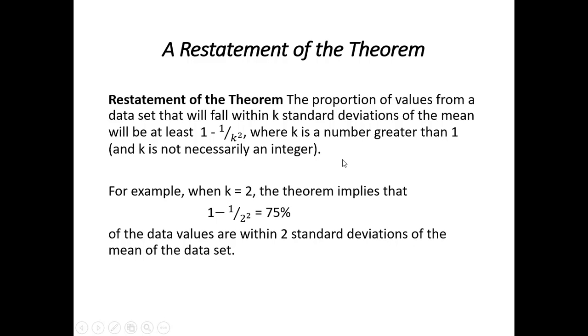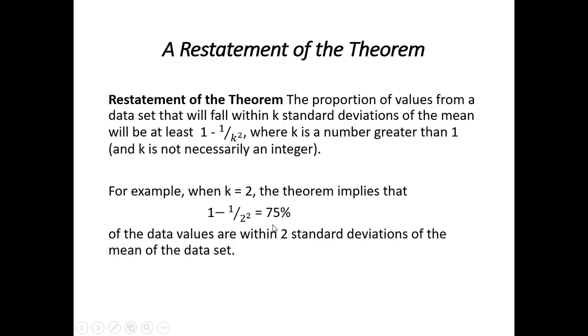So we can say that the proportion of values from a data set that fall within k standard deviations of the mean will be at least 1 minus 1 over k squared, where k must be a number greater than 1, and it's possible that k is not necessarily an integer. Now, for example, when k is 2, the theorem implies that 1 minus 1 over 2 squared, which would be 1 minus 1/4 or 3/4, which is equal to 75% of the data values, are within 2 standard deviations of the mean of the data set.